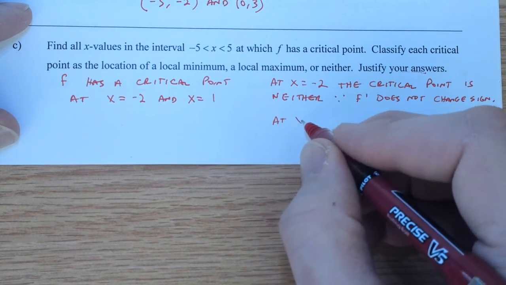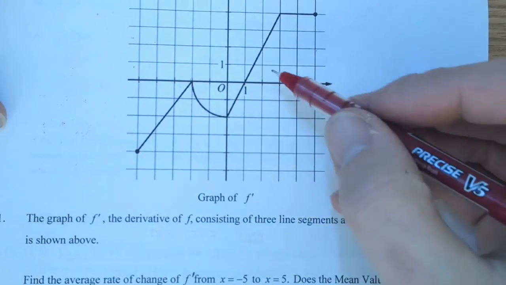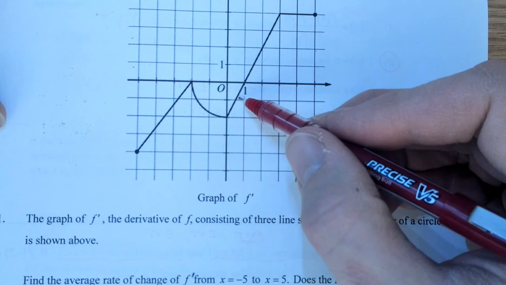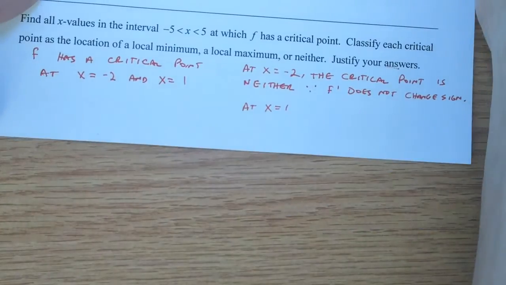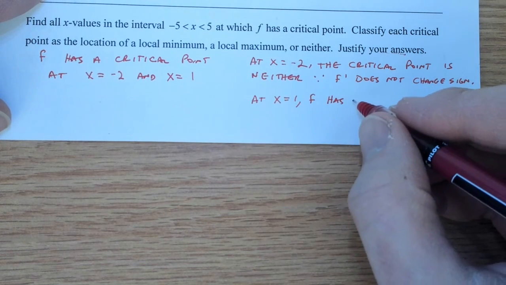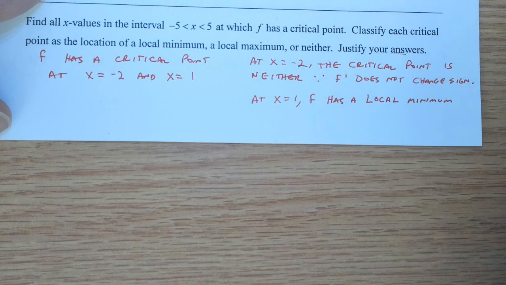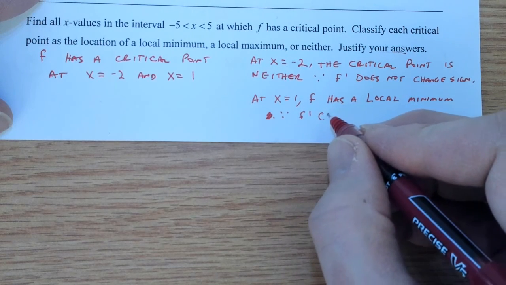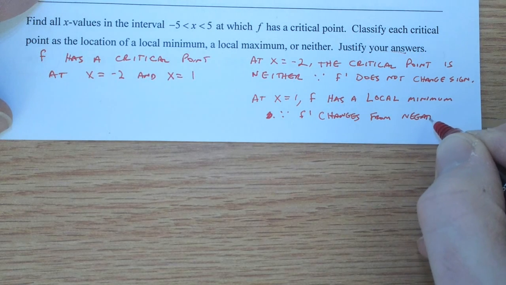How about at x equals 1? Well, at x equals 1, the derivative was negative beforehand and positive afterwards. We know that when the derivative changes from negative to positive, that results in the original function having a relative min. So at x equals 1, f has a local minimum, therefore, because f prime changes from negative to positive.